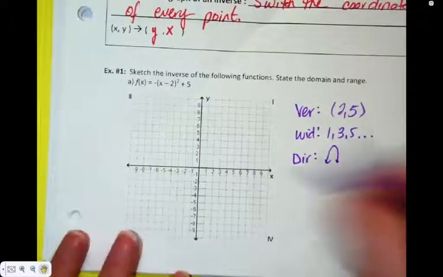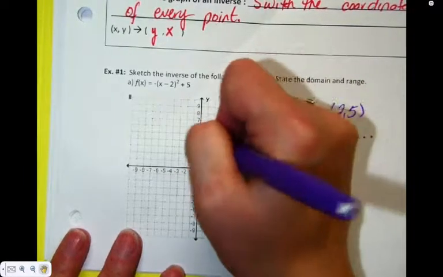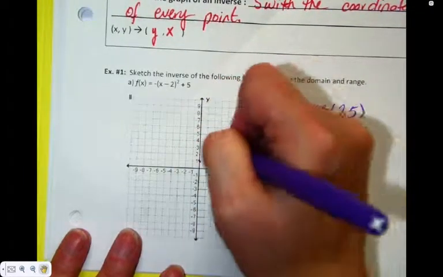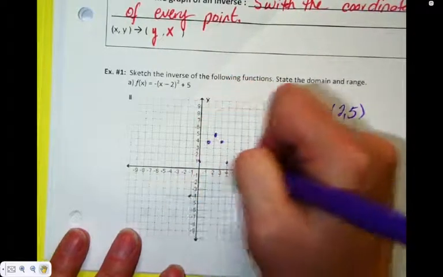Okay, so let's draw the parabola. (2, 5). Over 1, down 1. Over 1, down 3. Over 1, down 5.